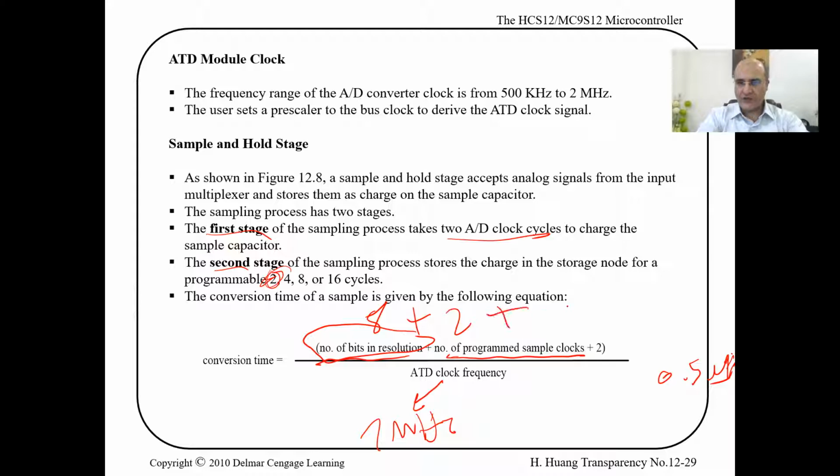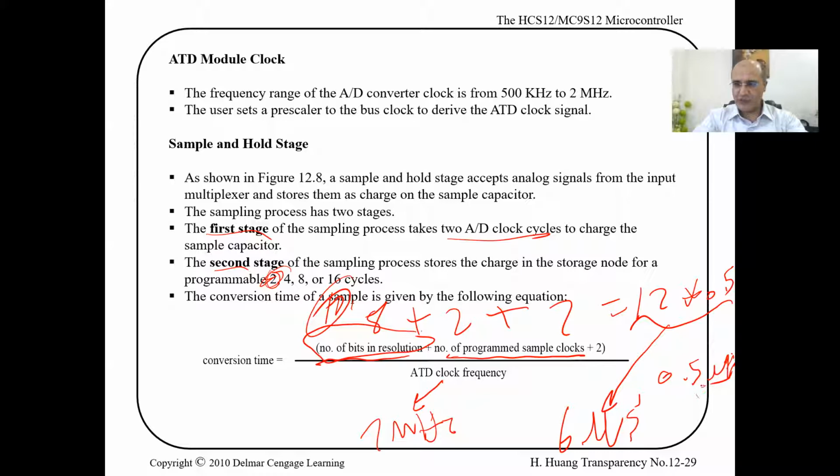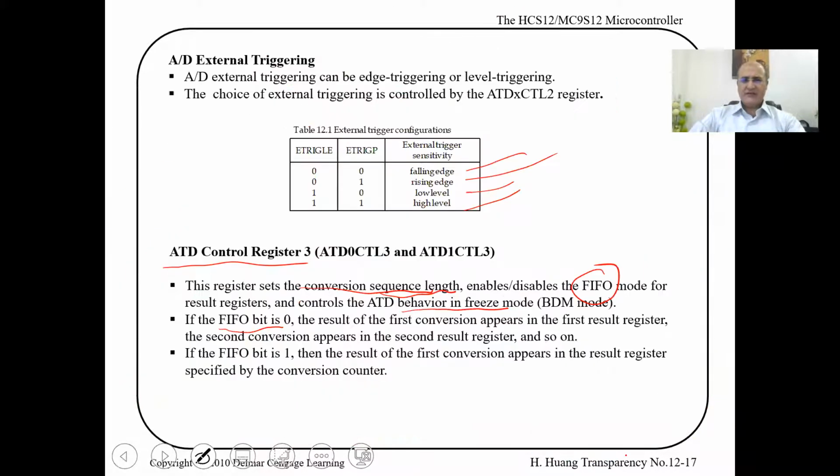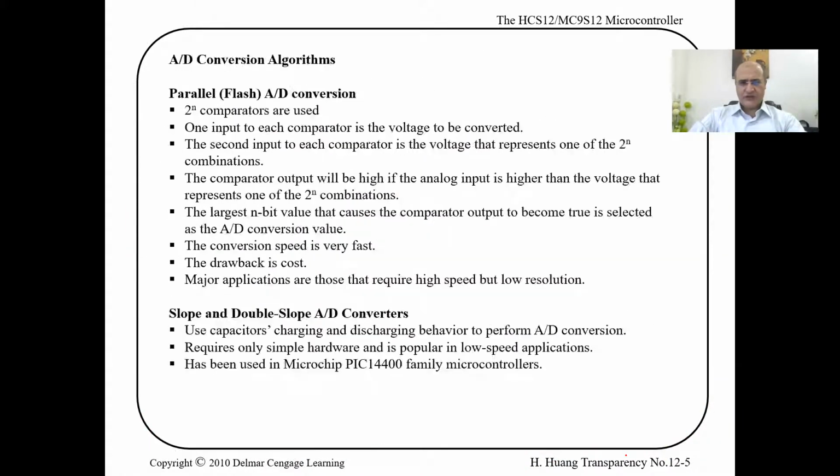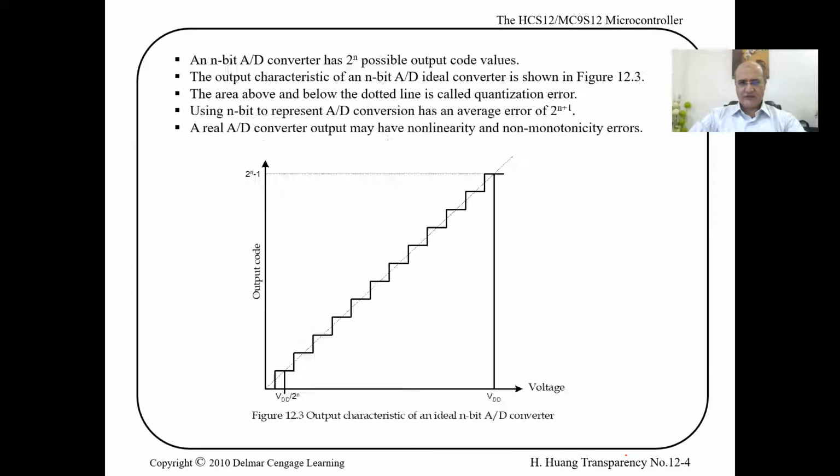2, plus 2, which is stage 1. So the result is 12 times 0.5 microseconds, which is what? 6 microseconds. Okay, if we choose 10-bit resolution, we're adding 2.5, meaning 7 microseconds. Remember this? Remember this last time when we talked about conversion speed? It was somewhere here, 6 or 7 microseconds.